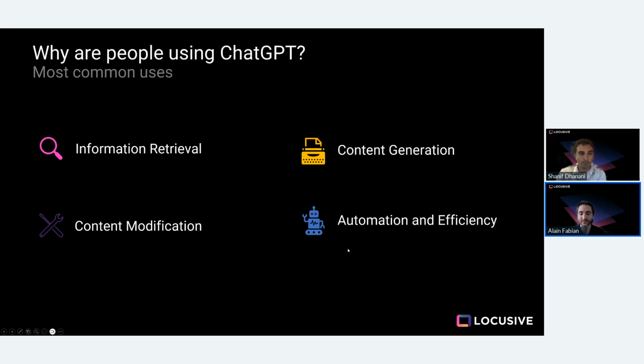Now, a lesser known use case, at least for end users, is automation and efficiency. A lot of businesses are starting to look into that. It's very good at creating code. Because it's so good at creating content, you can use it to automate a lot of your workflows. And that's basically the area we're going to focus on today, how you can use it to automate and make your business workflows more efficient.